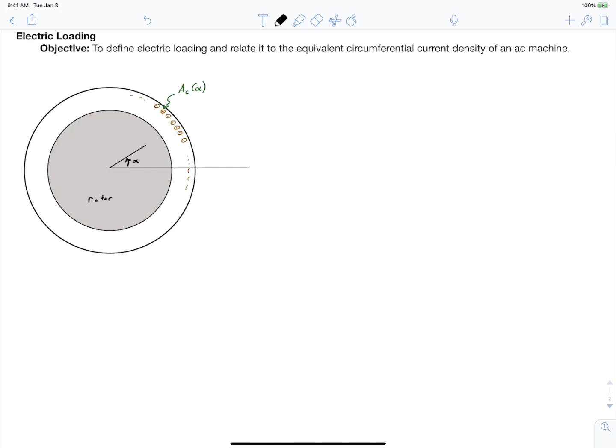So let's start with this machine that I've sketched here, which has a rotor and a slotless stator, and then on the inner bore of the stator I've placed some kind of circumferential current density. If you recall, the circumferential current density is a distribution of conductors with current flowing in them, and so it tells you the total number of amp turns at any angle alpha.